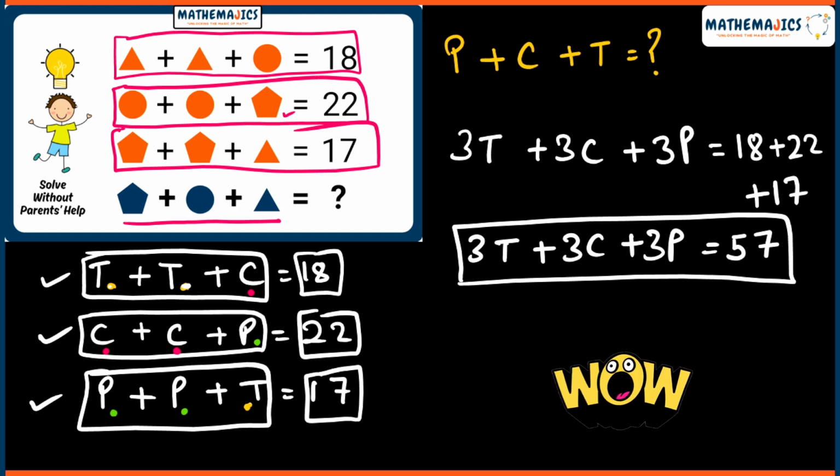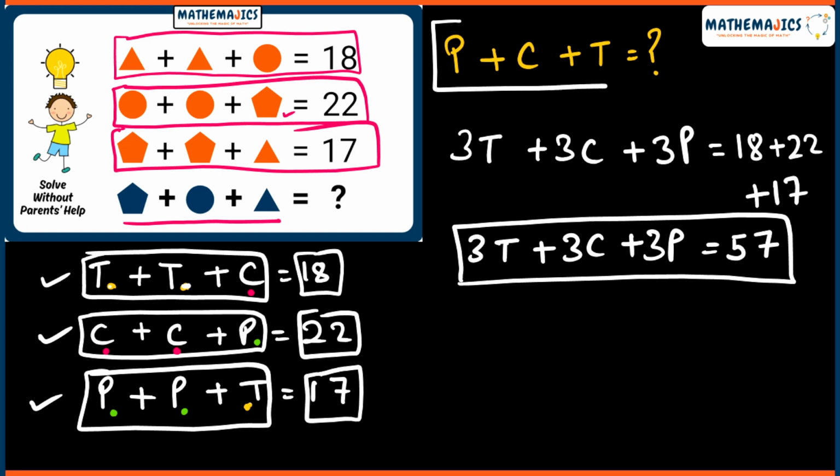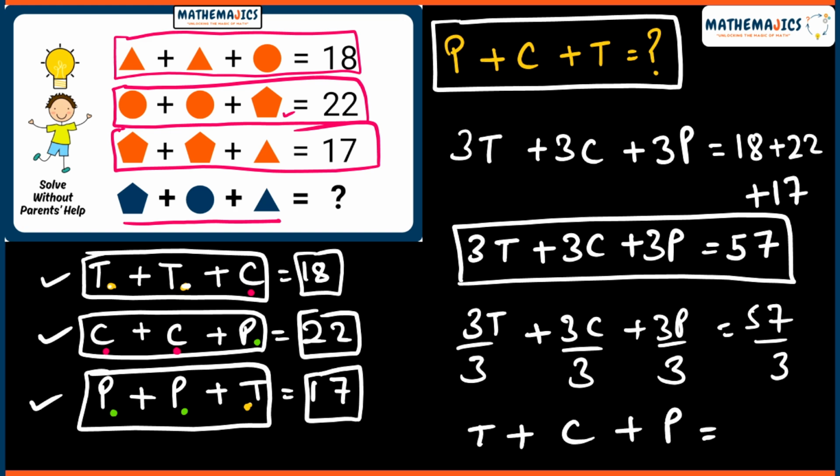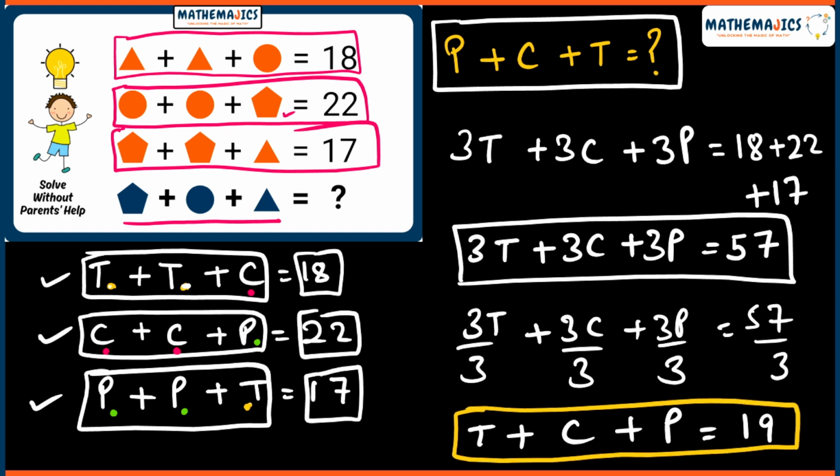Now, please understand, we need to find the value of 1P plus 1C plus 1T. But we have the value of 3T plus 3C plus 3P. Correct? Now, what will happen if we divide both the sides by 3? So, let's divide both the sides by 3. Now, if we divide both the sides by 3, we will get this. Yes, that means 1T plus 1C plus 1P will be 19. So this is the value of 1T plus 1C plus 1P.